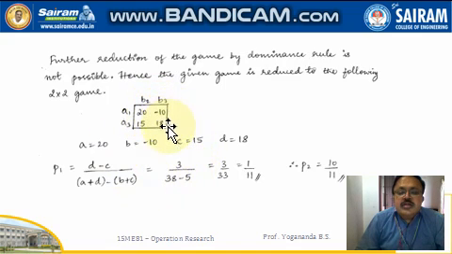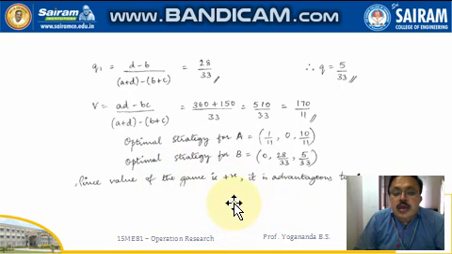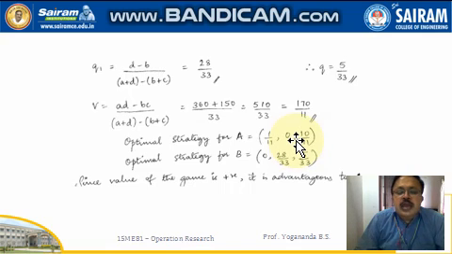So now it is taken as an ABCD matrix. So we find out as usual the probabilities P, Q and the value of the game here. As we said, if the value of the game is plus, we say that it is favorable to player A. If it is minus, we say that it is favorable to player B.